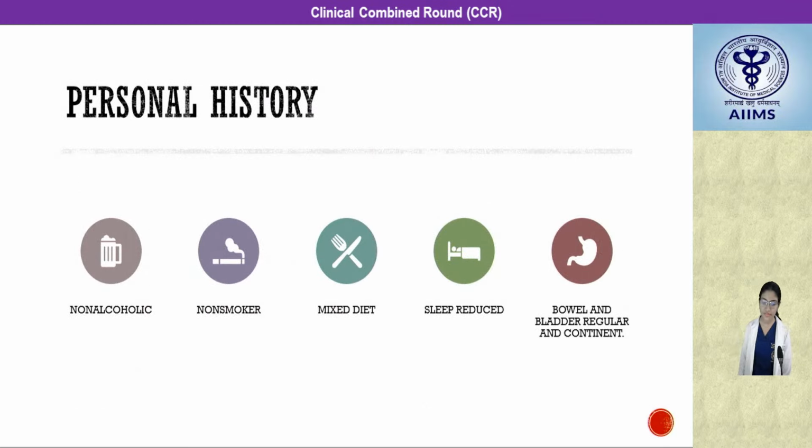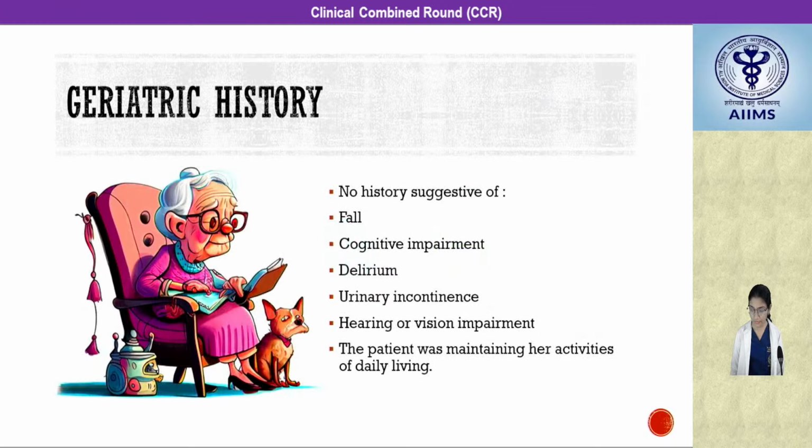Coming to her personal history, she is non-alcoholic, non-smoker, consumes a mixed diet, has reduced sleep because of her pain, and no bowel or bladder abnormalities. In the geriatric history, she has no history suggestive of fall, cognitive impairment, delirium, urinary incontinence, hearing or visual impairment, and is maintaining her ADLs.